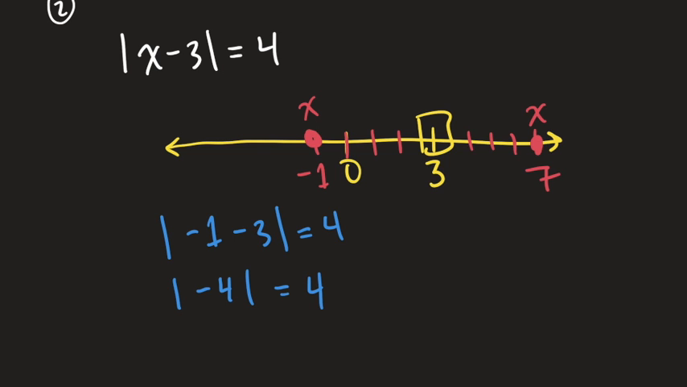What is the absolute value of -4? It's actually +4. So that checks out. Let's try the other possible location for Gemma's house. 7 minus 3, we simplify. That's 4. The absolute value of 4 is indeed 4. So we have 2 values that satisfy the equation.